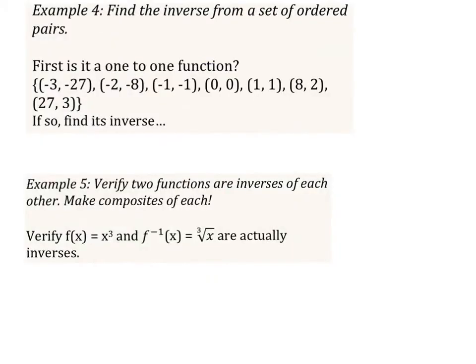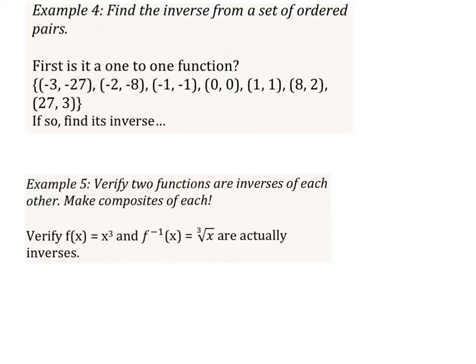Alright. So we want to find the inverse from a set of ordered pairs. So we want to see if this is a one-to-one function. So we look at all of the inputs, and then we look at all the outputs. Each input has its own output. Nothing ever doubles up, and no outputs ever double up. They're all unique. So yes, it's a one-to-one function.